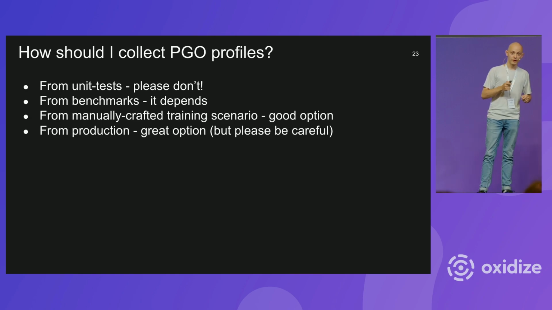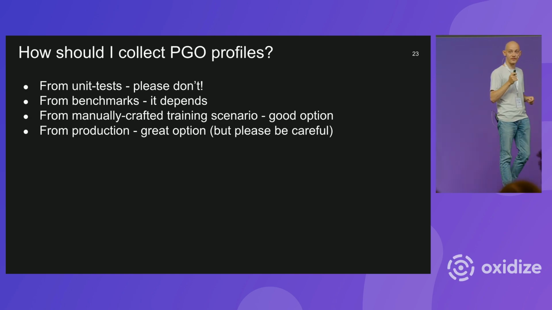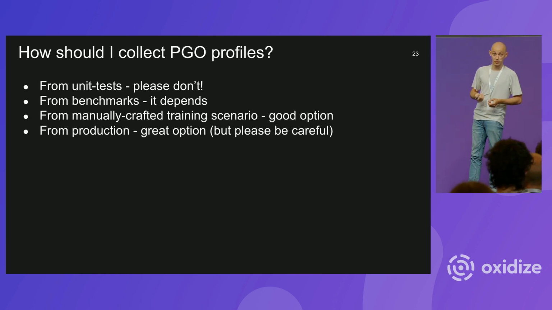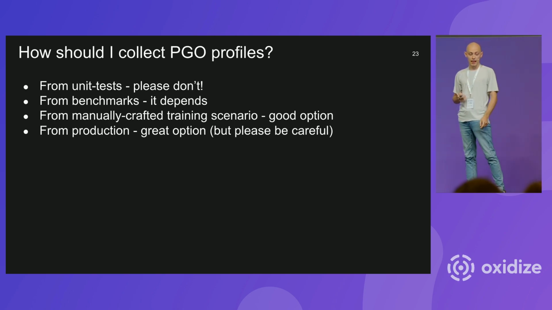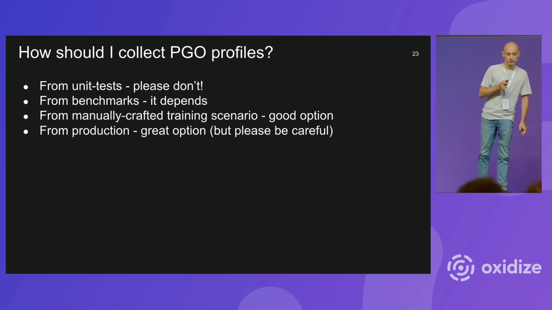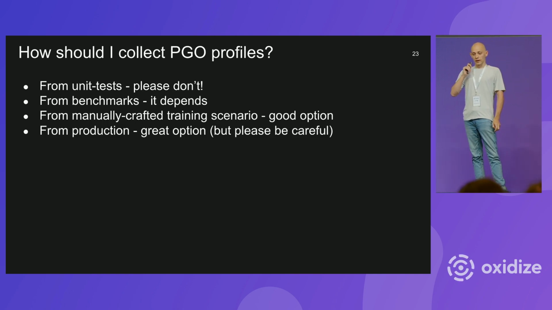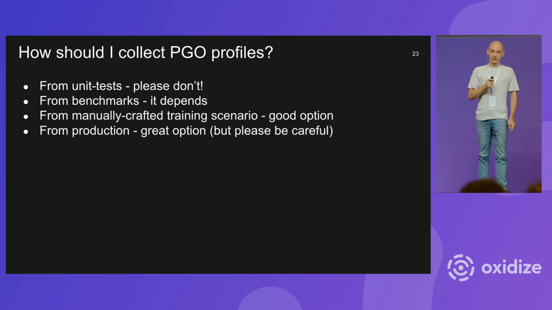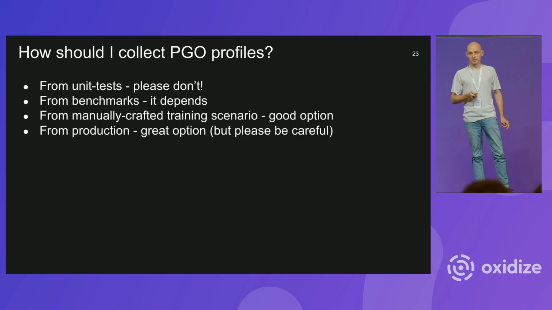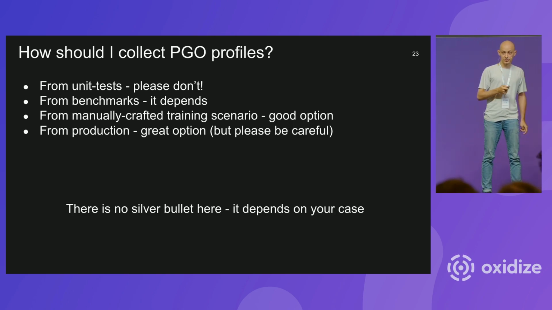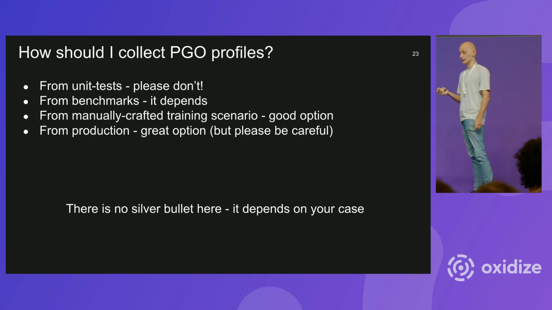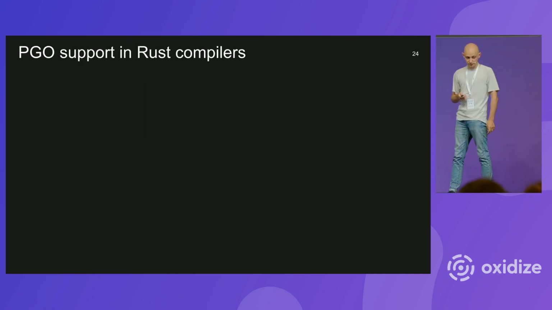And actually, you can gather PGO profiles directly from production. That's why sampling PGO was implemented, and that's how Google uses it inside. It's actually one of the best options, but unfortunately, if you are going with this one, probably instrumentation PGO is not your best friend, and you need to start with a sampling PGO. Unfortunately, there is no silver bullet. Once again, it depends. So, what about Rust?